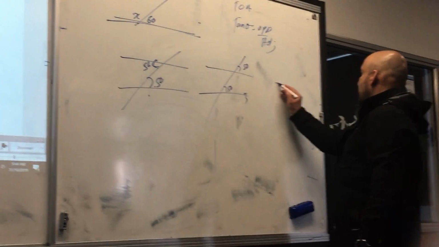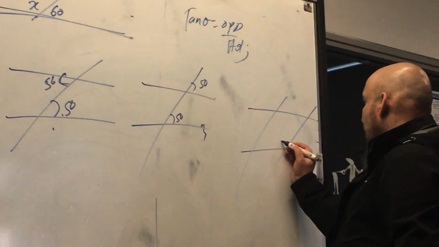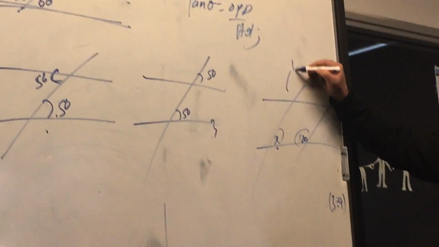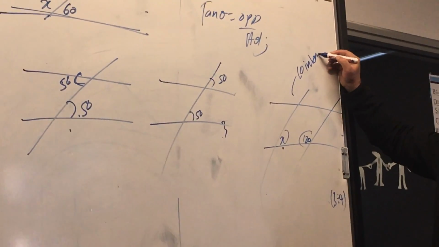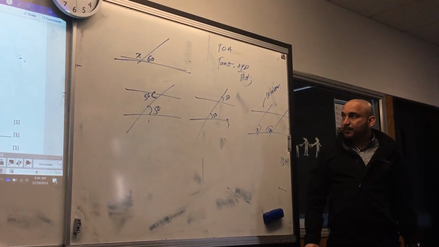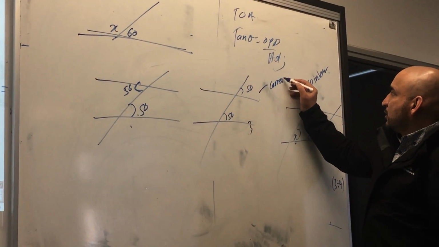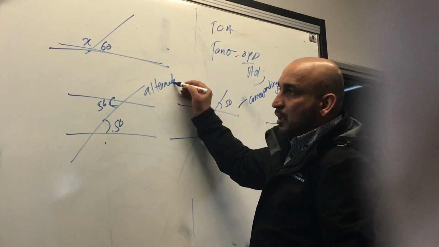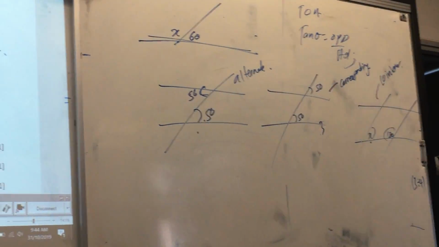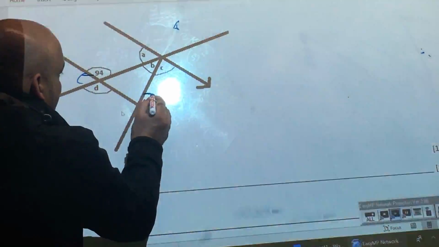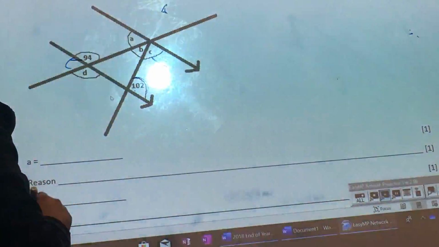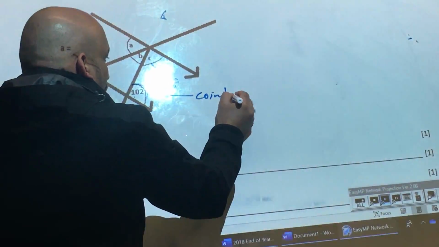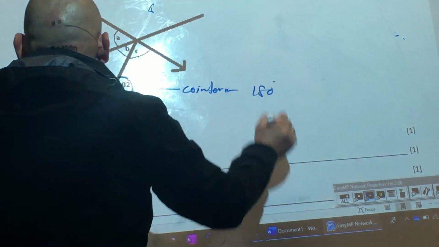Now if I ask you, if this is 120, what's this one? This is 60, because this is co-interior. Co-interior angles add up to 180. This is corresponding. This is alternate. So if I do this one here, if this is 102, this one will be 78. Why? Because this is co-interior. Co-interior angles add up to 180.